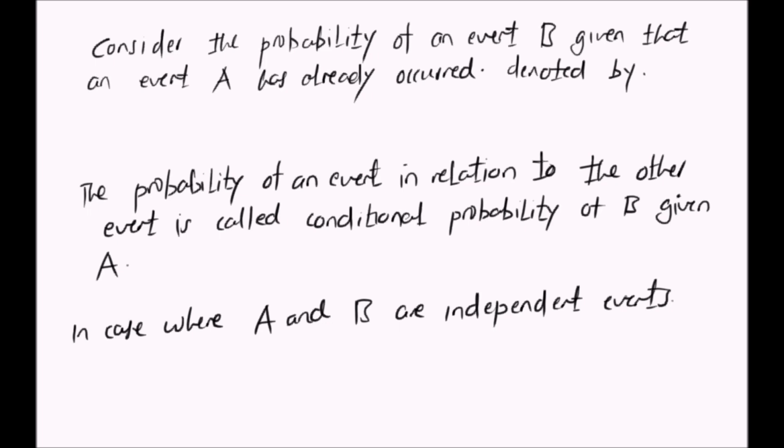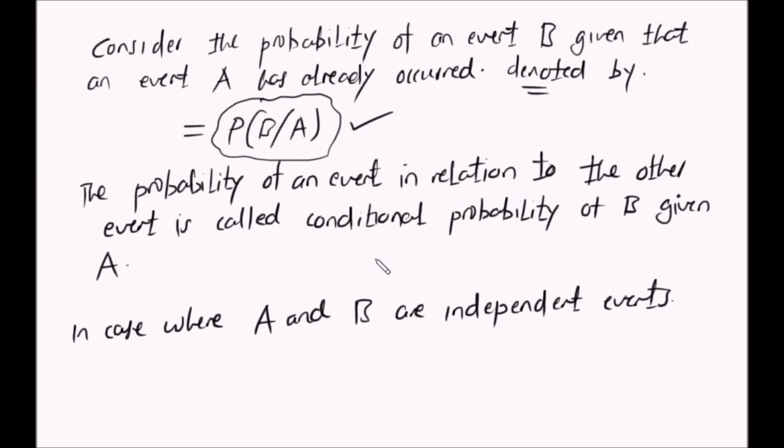So consider the probability of an event B given that event A has already occurred. So the probability of event B given A has already occurred is denoted like this. This is its symbol. So the probability of an event in relation to another event is what we call conditional probability.